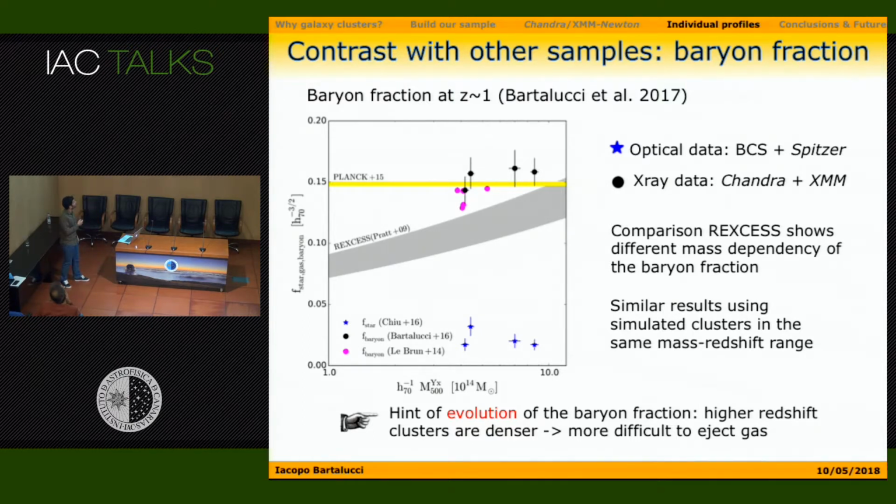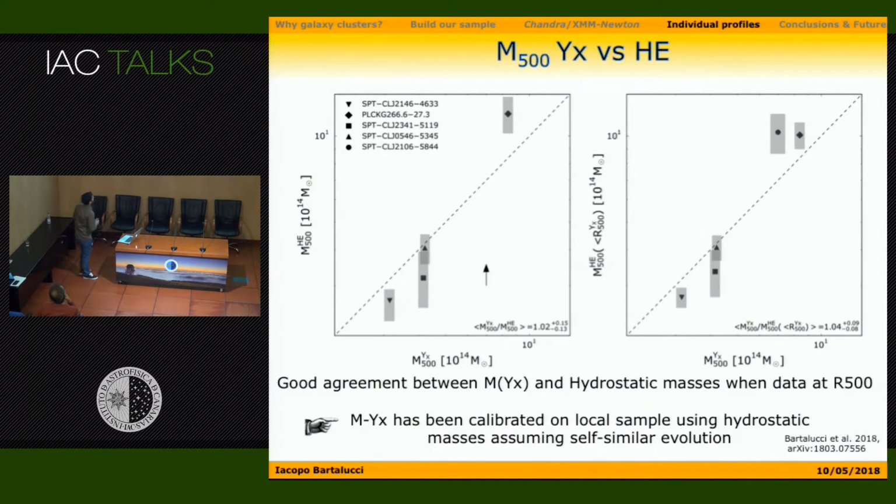fraction. So what you see here is that there is a hint of evolution of the baryon fraction, and this is telling us that higher redshift clusters should be denser. So at higher redshift the clusters are denser, so it was easier to adjust. This is something that has been predicted by simulation. And for example here, these purple points represent the result from the simulation of Lebrun et al. 2015.